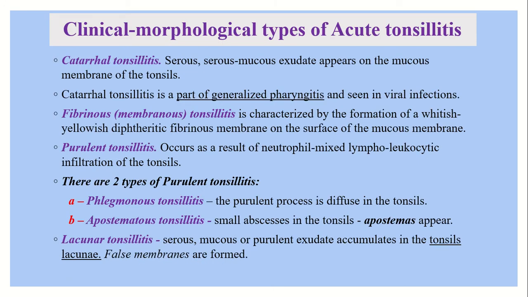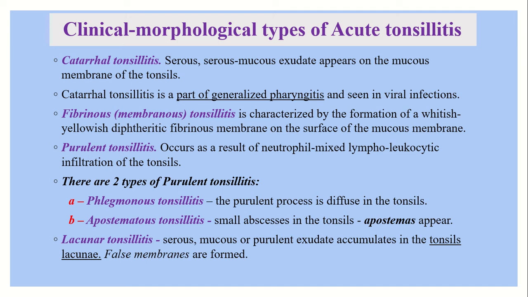There are some clinical morphological types of acute tonsillitis depending on the characteristics of the pathogenetic process. From general pathology, you remember catarrhal tonsillitis, where serous mucous exudate appears on the tonsillar mucosa, and catarrhal tonsillitis is a part of the generalized pharyngitis seen in viral infections. Another kind is fibrinous or membranous tonsillitis, characterized by the formation of a whitish, yellowish, diphtheritic fibrinous membrane on the surface of the mucosa.